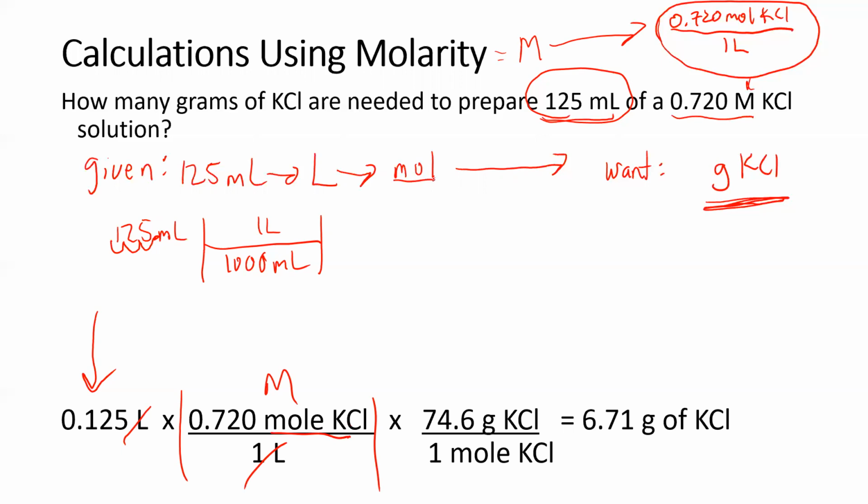How do I go from moles to grams? What we've been using all along, molar mass. I look to the periodic table and I look at the masses. And I see that potassium chloride has a molar mass of 74.6 grams. So the moles cancel. I'm left with 74.6 grams of potassium chloride per mole. And I calculate this out and I get 6.71 grams of potassium chloride.